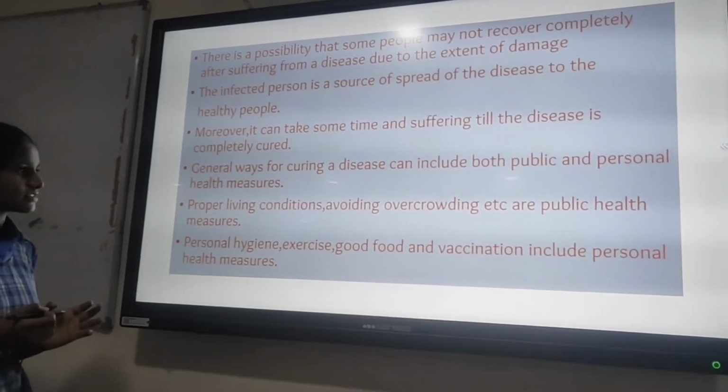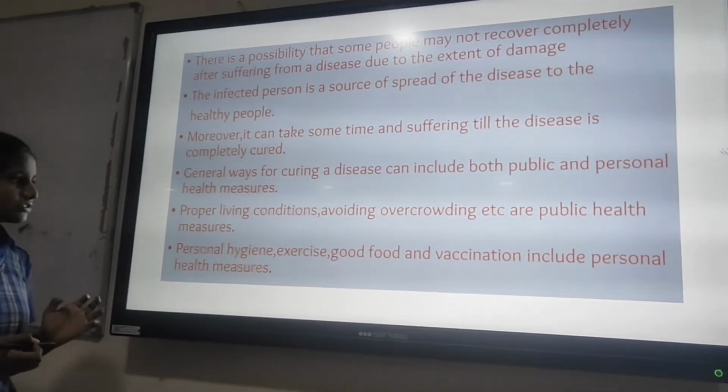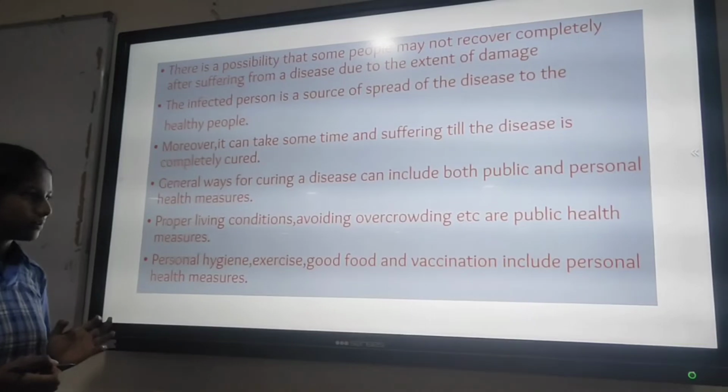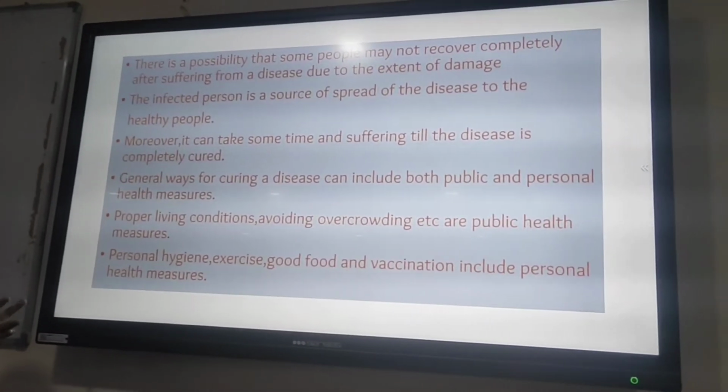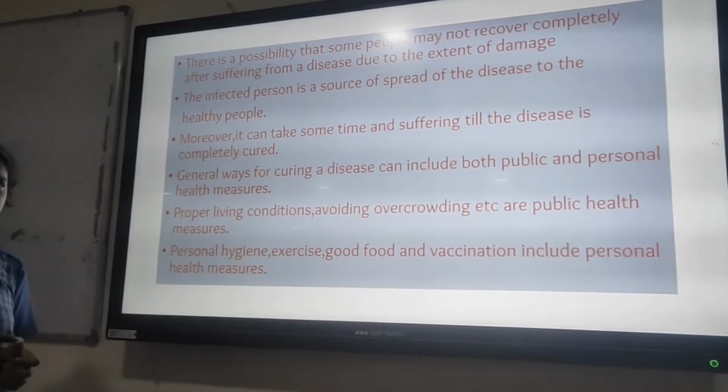General ways of curing a disease can include both public and personal health measures. People's living conditions, avoiding overcrowding, etc., are public health measures. Personal hygiene, exercise, good food and vaccination are personal health measures.